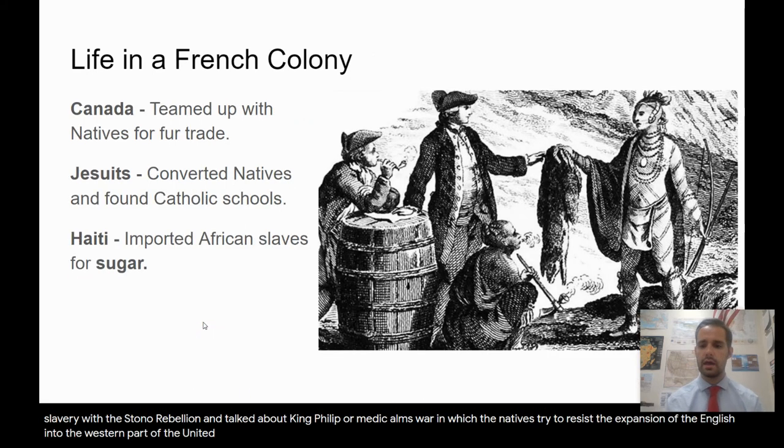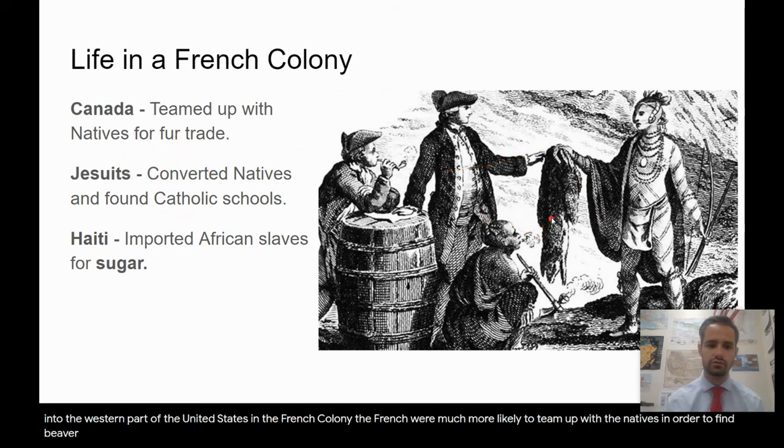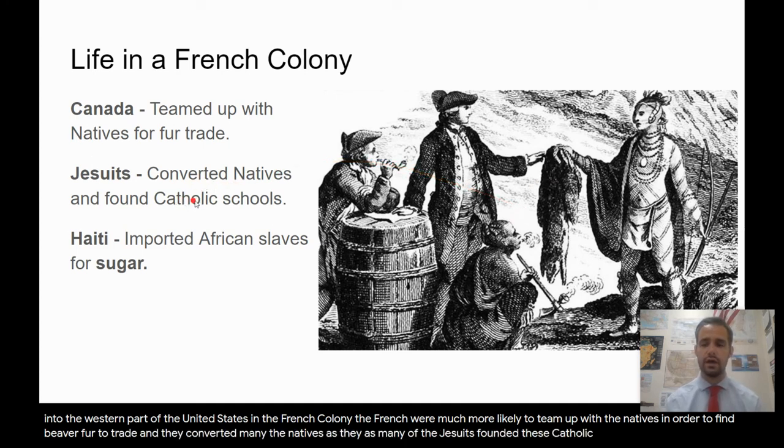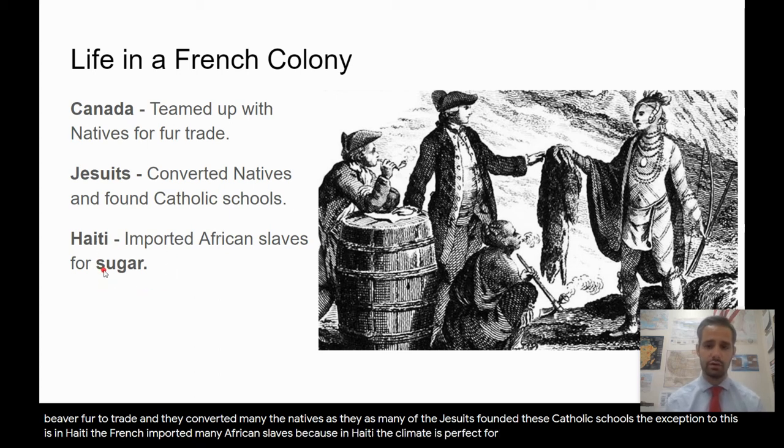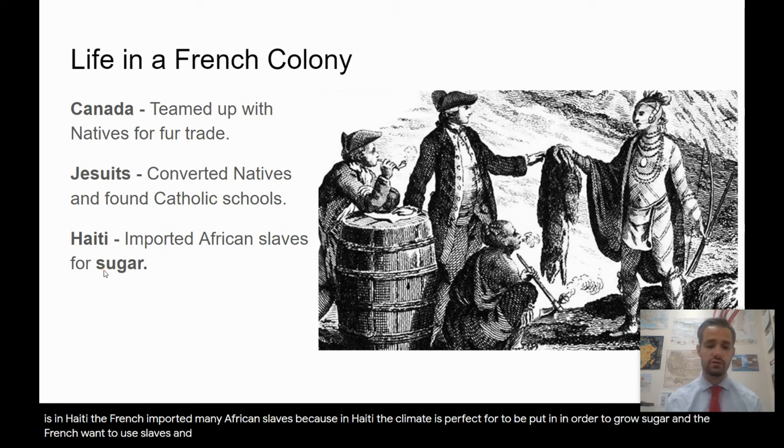the United States. In the French colony, the French were much more likely to team up with the natives in order to find beaver fur to trade, and they converted many of the natives as many of the Jesuits founded these Catholic schools. The exception to this is in Haiti. The French imported many African slaves because in Haiti, the climate is perfect for sugar, and there's a lot of manual labor that needs to be put in order to grow sugar, and the French want to use slaves in order to get this done.